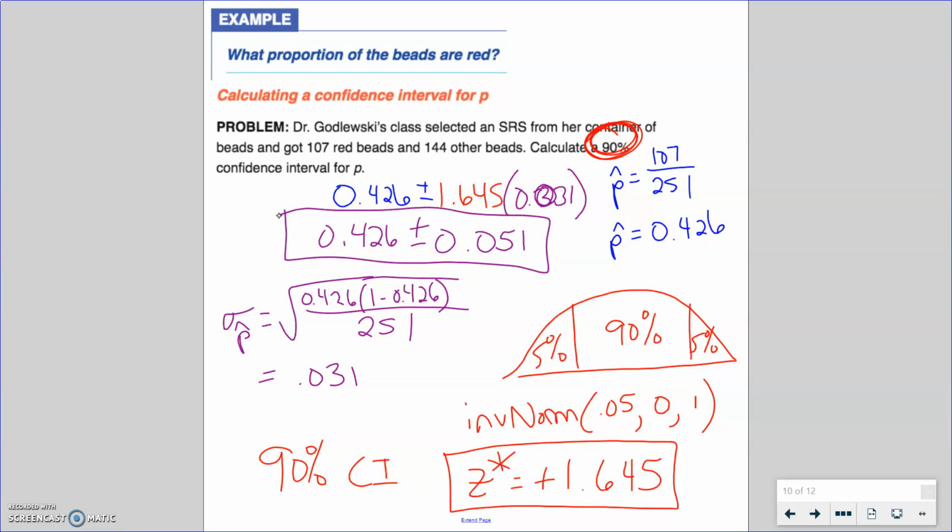Okay, if you're wondering where some of those numbers came from, I'm going to go to the next slide where it's going to show the official solution. Oh, I guess I didn't have it. Never mind, but that's how you would calculate it. So you would say, I am 90% confident that the interval 0.426 plus or minus 0.051 contains the true proportion of red beads. That's how that works.